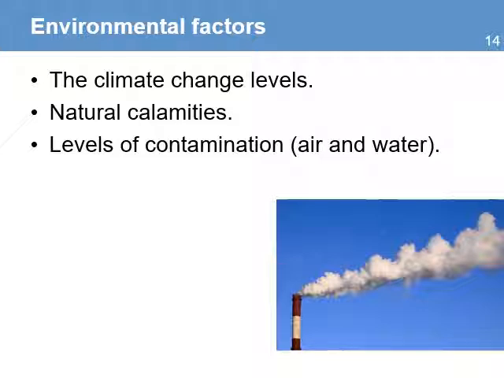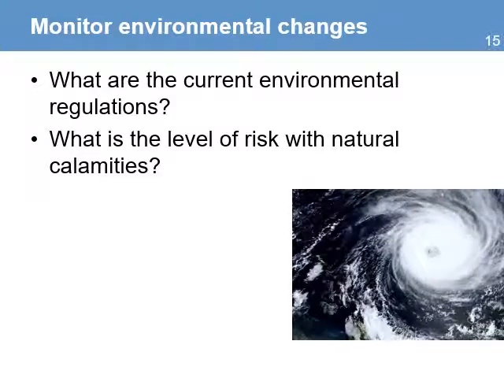Environmental factors. This part of the analysis takes into consideration ecological and environmental aspects. Factors included in the analysis are the weather conditions, natural calamities, levels of contamination, both in air and the water, and may include current legislation regarding environmental protection laws or the lack of. Questions to ask to monitor the environmental factors include: what are the current environmental regulations and what level of risk with natural calamities?